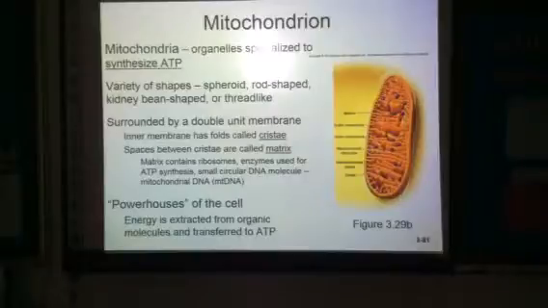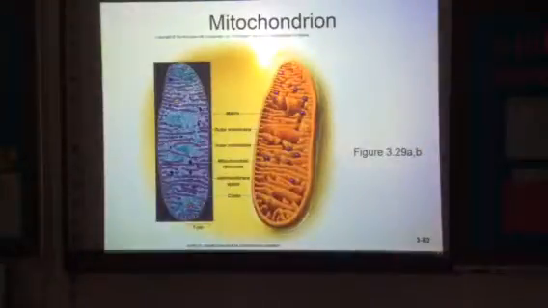It is one of our organelles that is going to come up a lot in A&P1 and as well in A&P2. At the bottom it says energy is extracted from organic molecules and transferred to ATP. What that is trying to tell you is that the energy that's in a glucose molecule is released into ATP by the process of cellular respiration. And there it is, up close and beautiful.